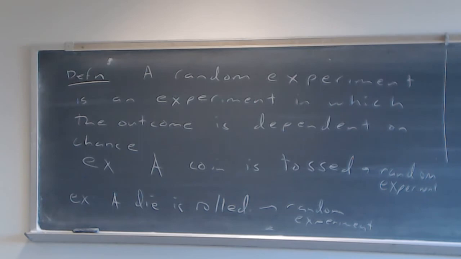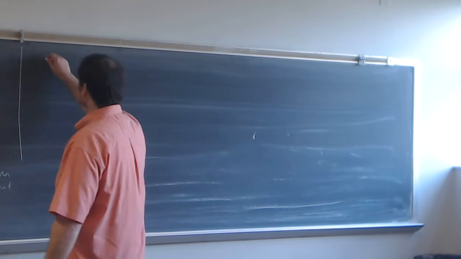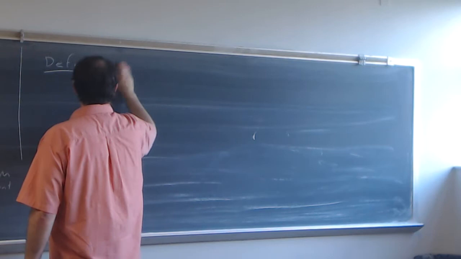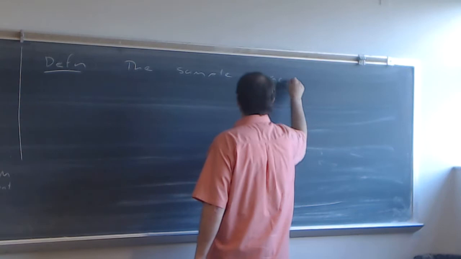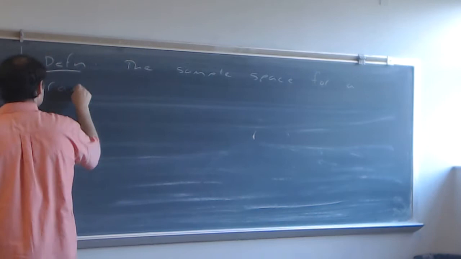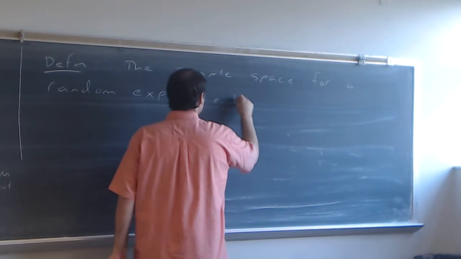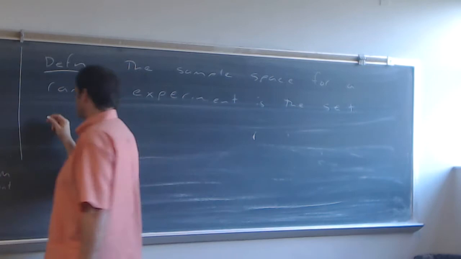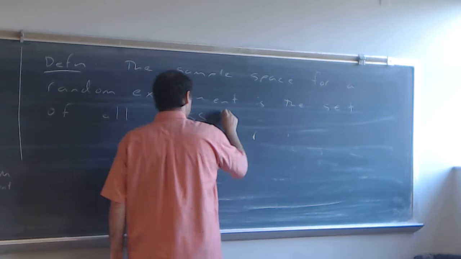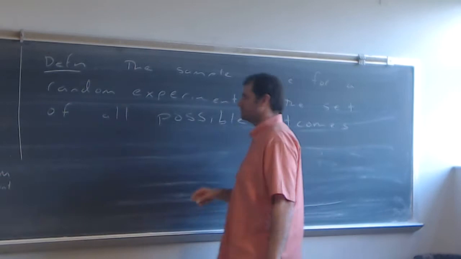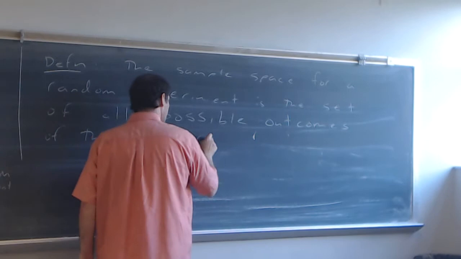The next thing that I want to talk about is a sample space. So the sample space for a random experiment is the set of all possible outcomes. So let's look at the sample space for our two examples.